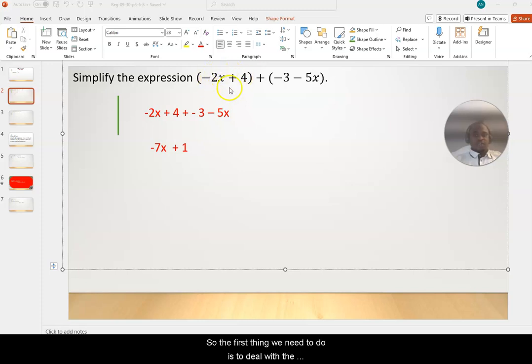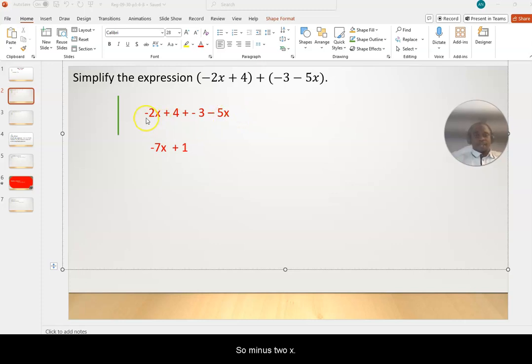So the first thing we need to do is to deal with the numbers or the values in the bracket. So here we have negative 2x, we bring it down, plus 4, we have our plus, then we have to deal with this one also, so we have our minus 3, then minus 5. Then we are going to group the like terms. What are the like terms here? We have minus 2x and minus 5x. They are like terms because they have x.